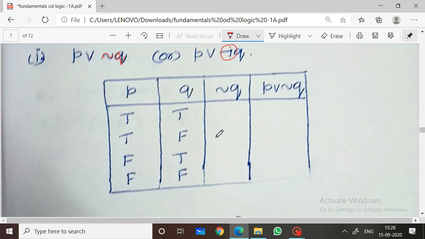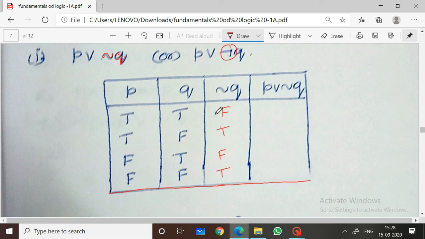Now let us take first P implies Q the value. So first of all, what is the value of the truth table? The truth table values are TT, TF, FT, FF. What is the negation of Q? True means the negation is false. Here false means the negation is true. Here false, the negation is true.